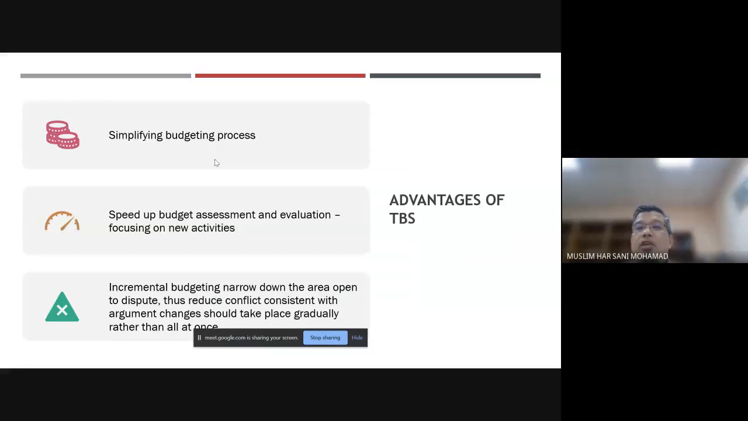Right, the advantage of traditional based budgeting is simplifying the budgeting process. Why is it simplifying? Because it is based on past year spending. Based on past year spending for future budget allocation.